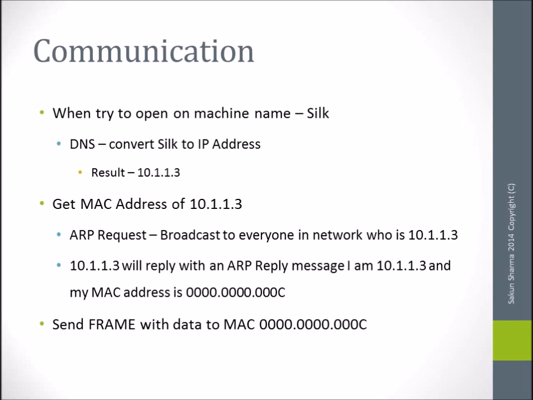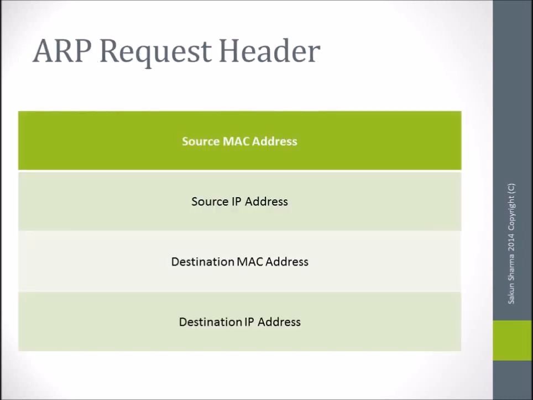After machine Sakun gets the IP address of machine Silk, the next step is to get the MAC address of machine Silk. So to get the MAC address, machine Sakun will use ARP. Now ARP has two different things: one is ARP request and one is ARP reply. So machine Sakun will generate an ARP request frame, and ARP request frames are broadcast frames. That means everyone in the network will receive that ARP request.